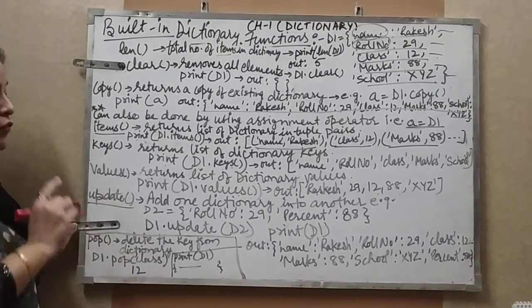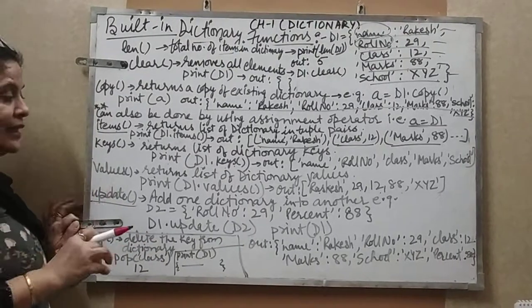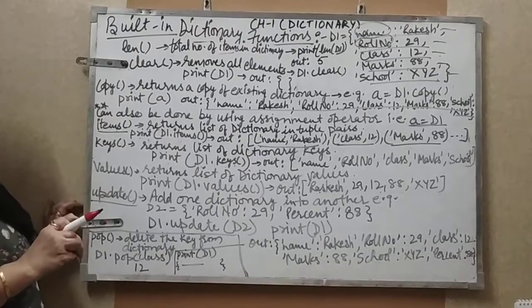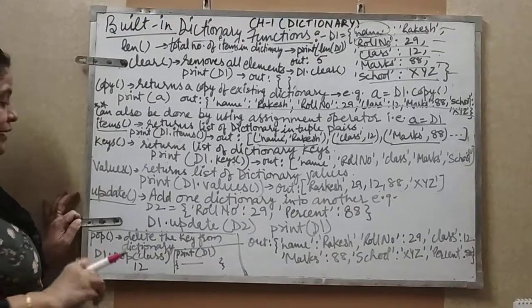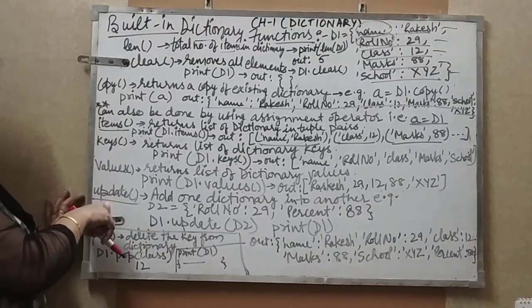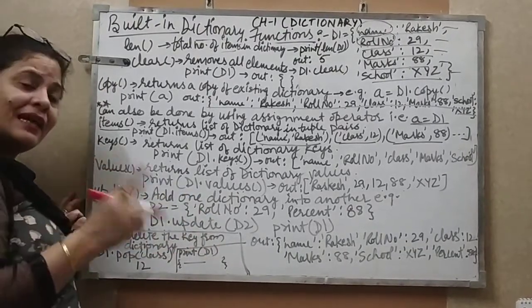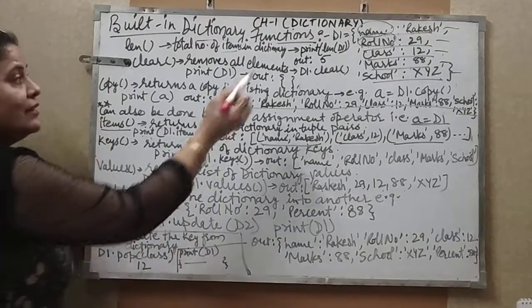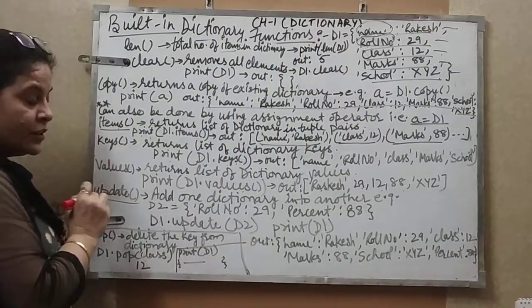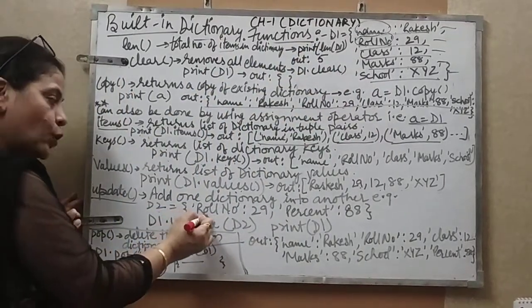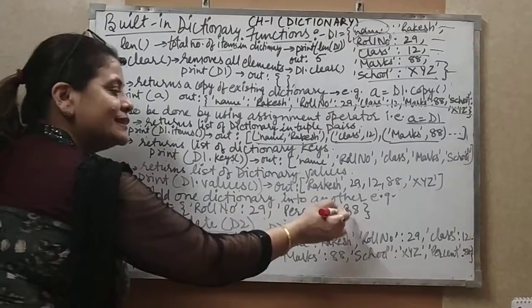Update means if I want to add any key value pair in an existing dictionary, then I can use the update function for it. And this value is always added at the end. Now suppose D1 is containing this value, and in D2 I am having roll number 29, %88.